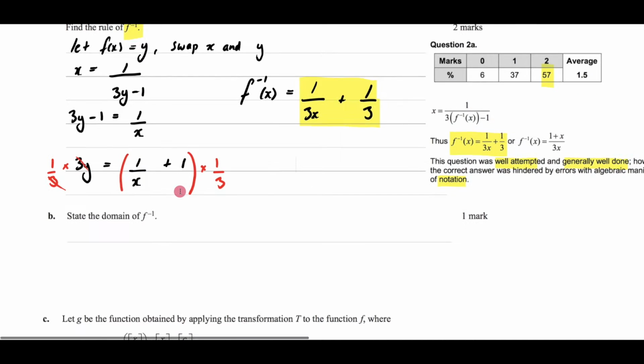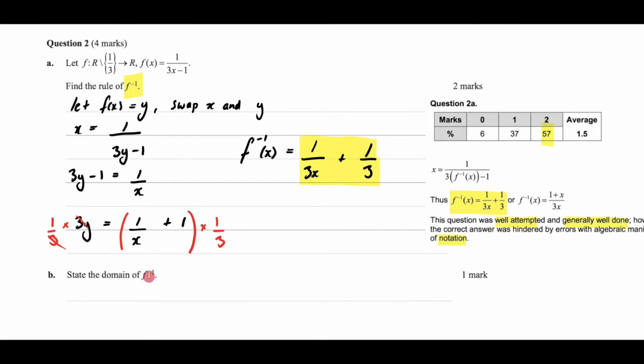Part B is asking us, what is it asking us to do? To state the domain of the inverse function. So we now need to state the domain of the inverse function. So what you need to know here is that my domain of the inverse function is going to be equal to the range of my original function. So you might like to just quickly draw a little picture of this.